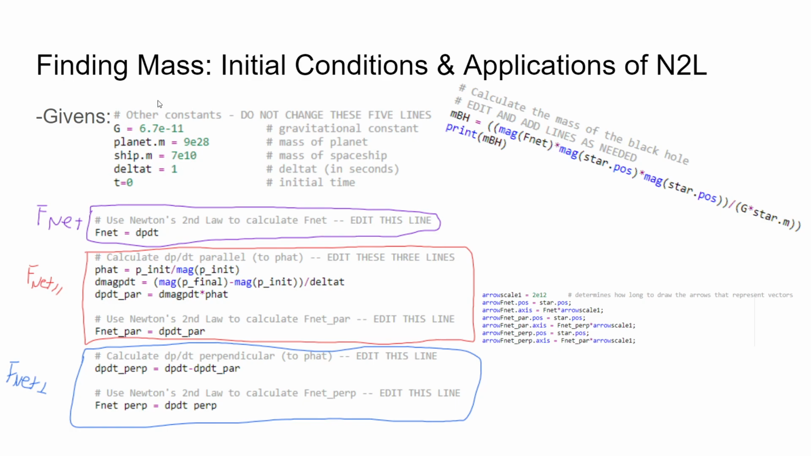So on to some code. There's our givens. Set this to the net force, and then plugged in the formulas for the parallel and perpendicular components. Take all that and just plug it into the universal gravitation formula, and then set up the vectors visually. And this is just setting up the initial conditions and applying Newton's second law here.